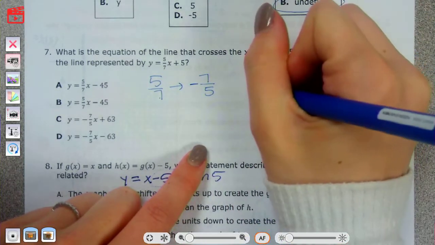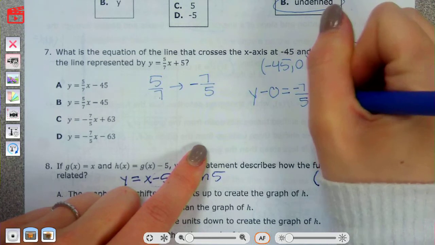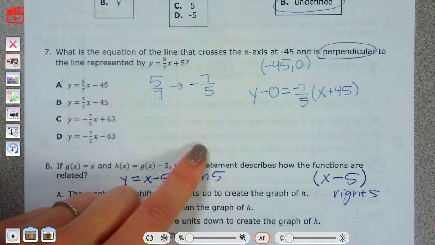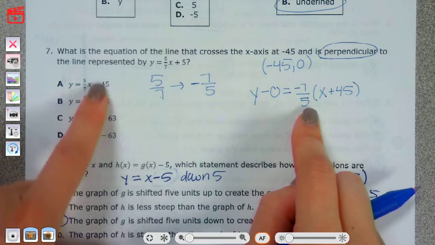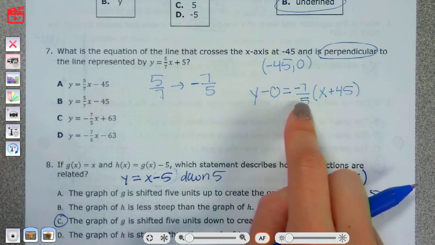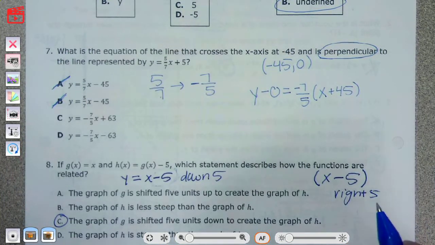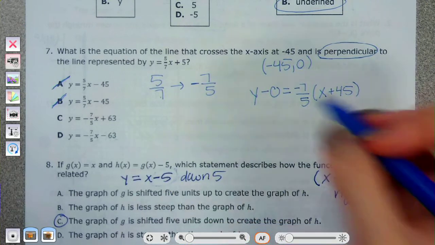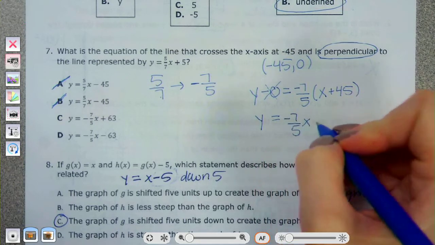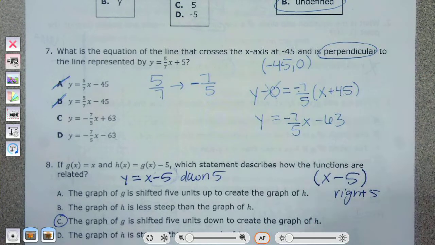Well, I don't have a y value, so minus 0 equals negative 7 over 5 times x, and then plus 45. Okay? Do not get tricked up and just think that you're going to put a negative 45 over here. That's not how it works. You know that your slope is negative 7 over 5 already, so it's not going to be this one, and it's not going to be this one. We just got to figure out if it's positive or negative 63. So it's going to be y equals, because this 0 goes away, negative 7 over 5x, and then a negative times a positive is going to give me negative 63.